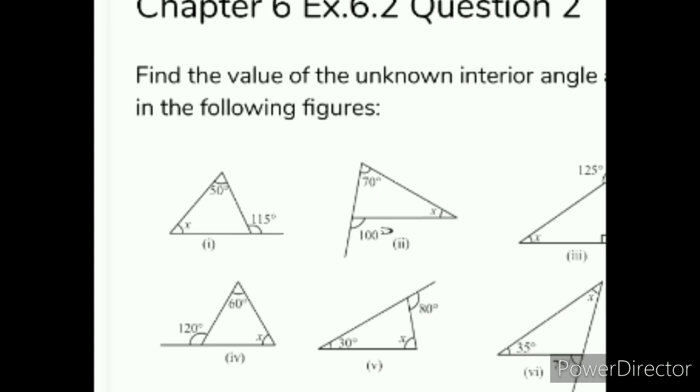In the next main, find the value of the unknown interior angle. See, look at the question here. They are asking for the interior angle. Here we have x inside the triangle. We should find this x value using the exterior angle property only. It is also very easy. Listen carefully.